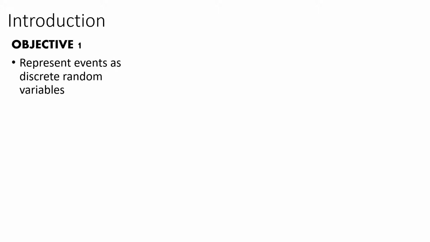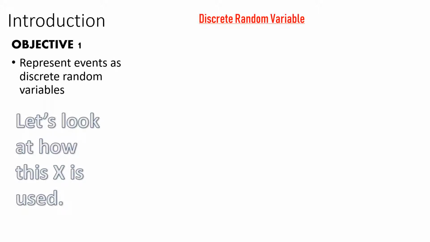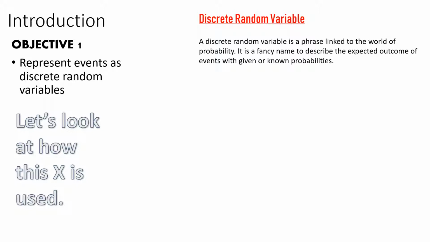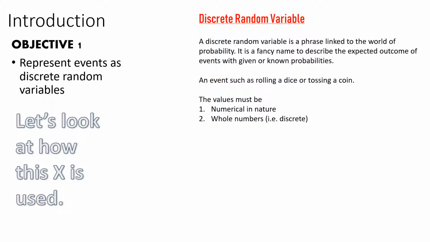So if we look at representing events as discrete random variables, we're going to see how x is used in this. A discrete random variable is a phrase linked to the word probability. It is a fancy name to describe the expected outcome of events with given and known probabilities, something you'll have seen before, such as rolling a dice or tossing a coin. The values must be numerical in nature, and they must be whole numbers, i.e. discrete, hence the name discrete random variable.